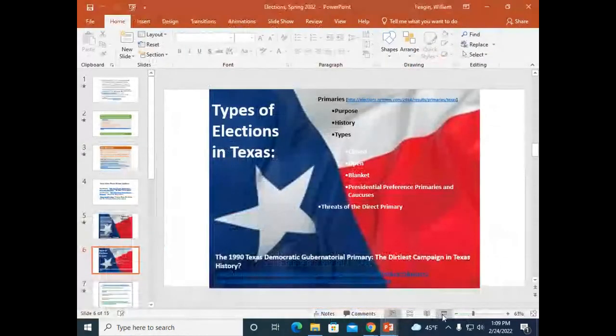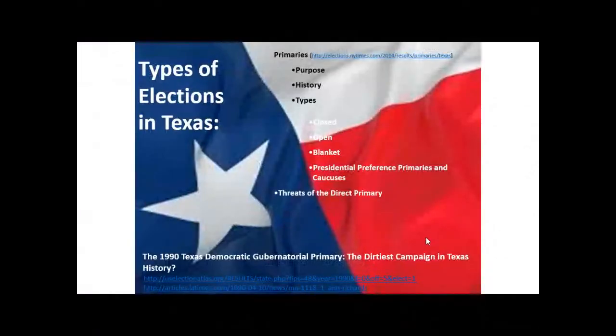Okay, so the first direct primary was used, I think, around 1914 in Wisconsin. It was a product of the progressive reform movement. It was an innovation of the progressive reform movement.